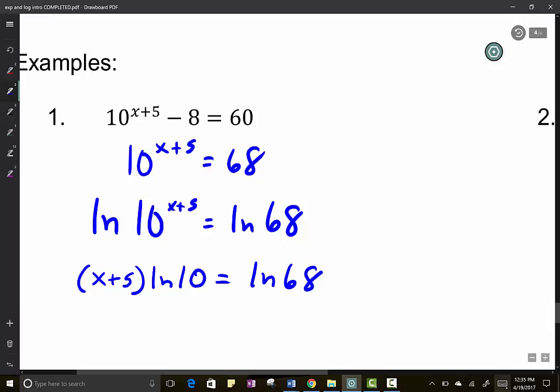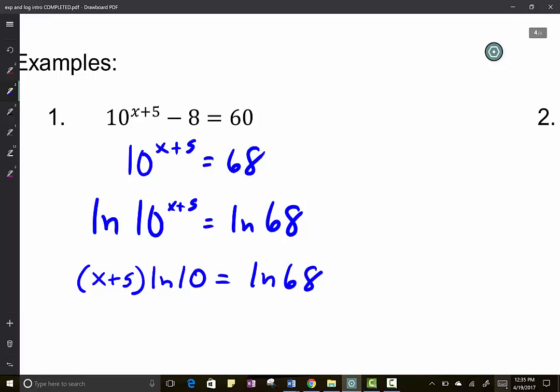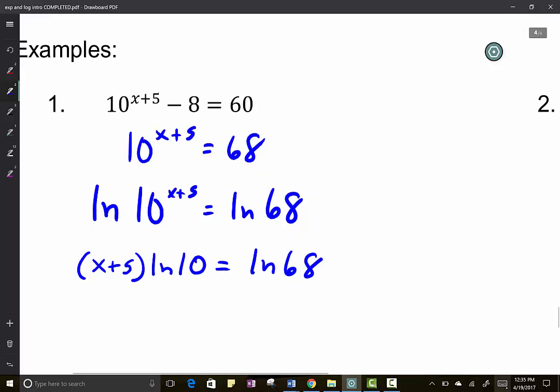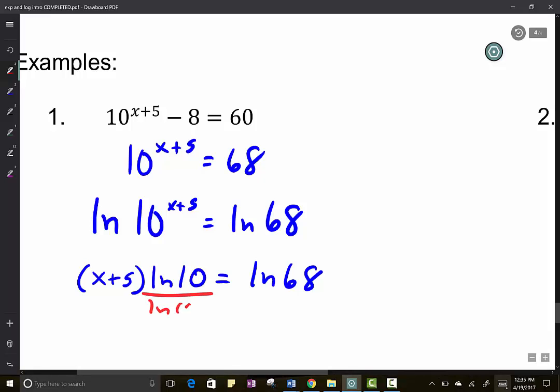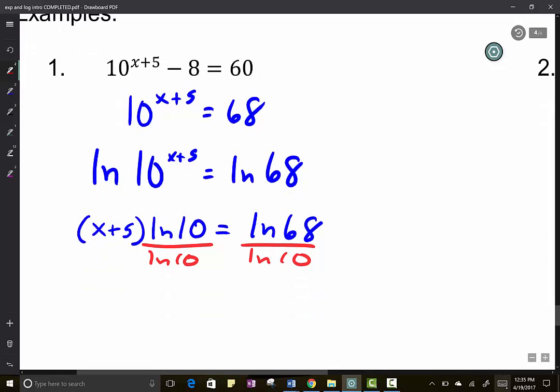And now could you see how we could solve for x a little easier? Divide by what? Natural log of 10, and then do what? Subtract 5. It kind of turns into a manageable equation. So we divide by natural log of 10 on both sides. And so we're going to have x equals whatever natural log of 68 divided by natural log of 10 is, which obviously you're going to use your calculator, minus 5. There's your answer.